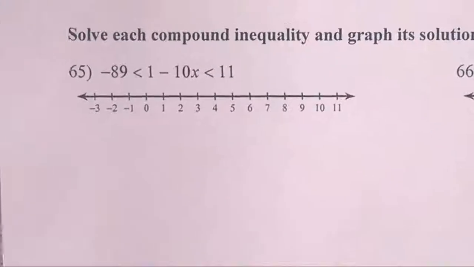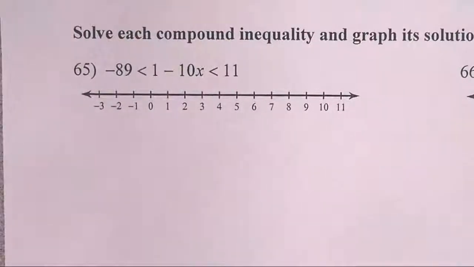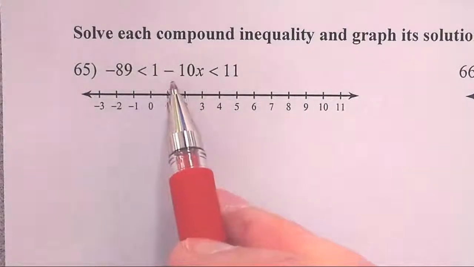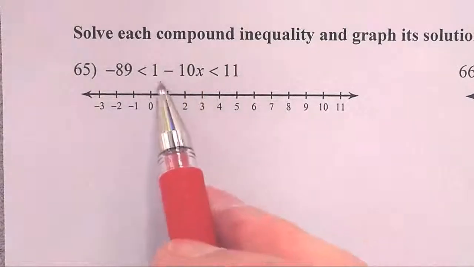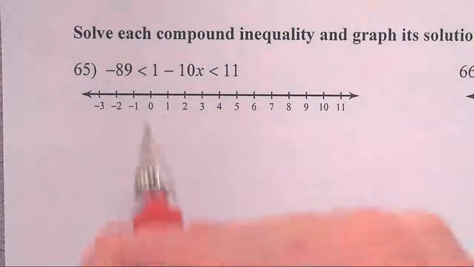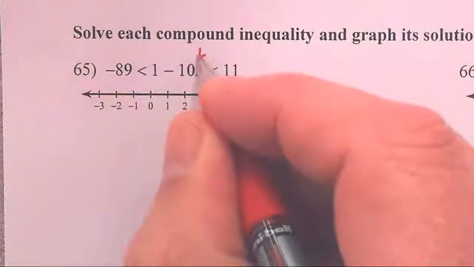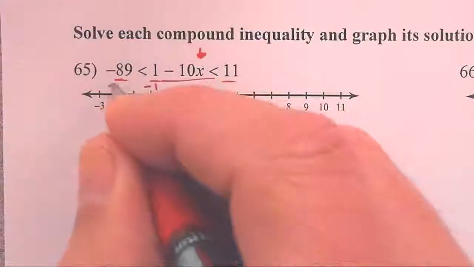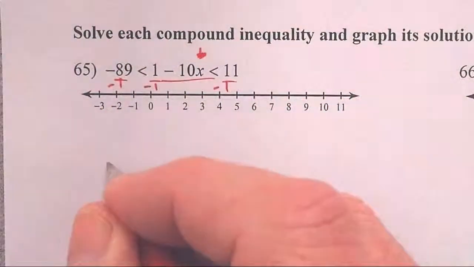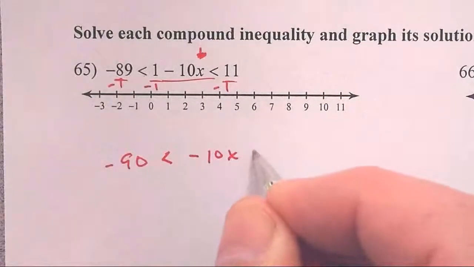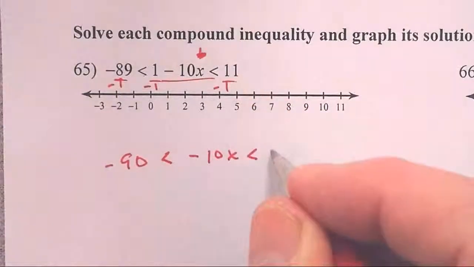Okay, similarly, compound inequalities. I could break this into two separate inequalities. I could say -89 is less than 1 minus 10x, and then also say 1 minus 10x is less than 11 and solve those separately. But if they're written this way, compound, I can just do this all in one step. I just have to do the same thing to each of the 3 partitions when solving for x. And the first thing I would do is subtract 1, subtract 1, subtract 1. So I get -90 is less than -10x is less than 11 minus 1, 10.